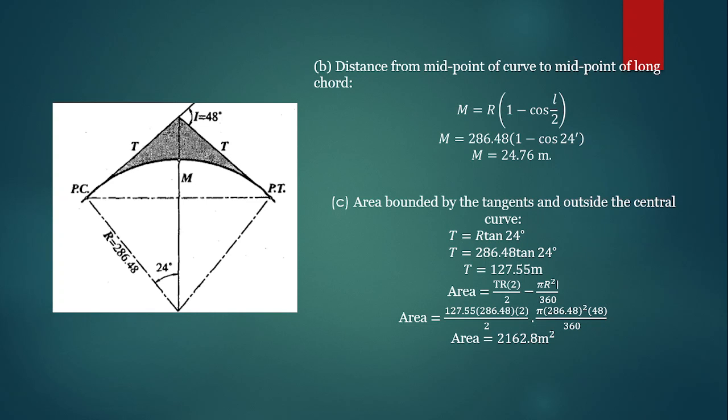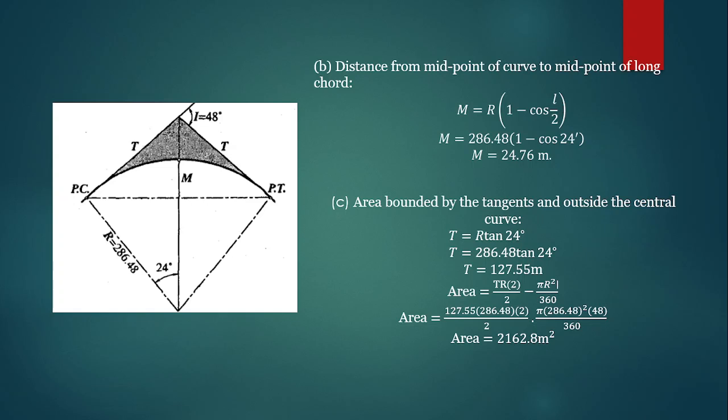Letter B, distance from midpoint of the curve to midpoint of long chord. So, for me to be able to have that value, I had used the formula M is equals to R times the quantity 1 minus cosine I over 2. So, given naman yung value ng R natin, which is 286.48. So, i-multiply lang natin siya sa 1 minus cosine. Bakit naging 24 degrees? Kasi 48 over 2 is 24 degrees. And the M is equals to 24.76 meters.